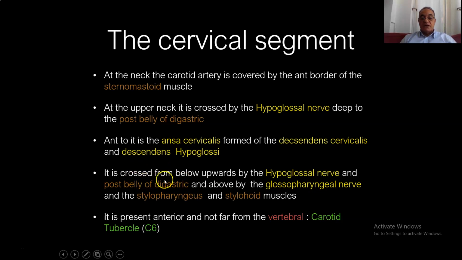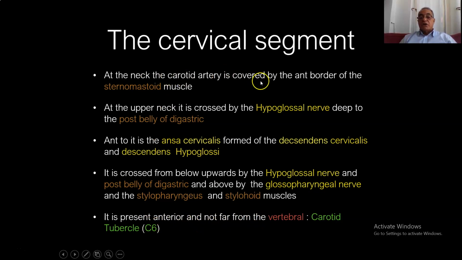So the internal carotid artery in the neck is crossed from below upwards by the hypoglossal nerve and posterior belly of digastric below, and above by another nerve and muscles: the glossopharyngeal nerve, the stylopharyngeus muscle, and the stylohyoid muscle. We'll repeat it again. It is anterior to and not far from the vertebral artery. You can feel the carotid at the carotid tubercle, the lateral transverse process of C6, near the foramen transversarium.